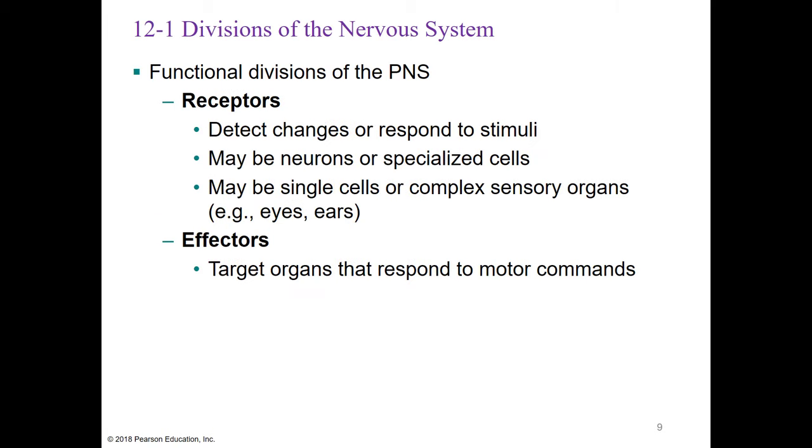Now, in the peripheral nervous system, we also have receptors. Receptors can detect changes in the body, and they can also respond to stimuli. So if a bright light shines in your eye, receptors in the eye can respond to that by changing the width of your pupil or even causing you to eventually close your eyes. So receptors can be neurons, or they can be specialized cells, or even complex organs like the eye or ear. So they're going to pick up on changes.